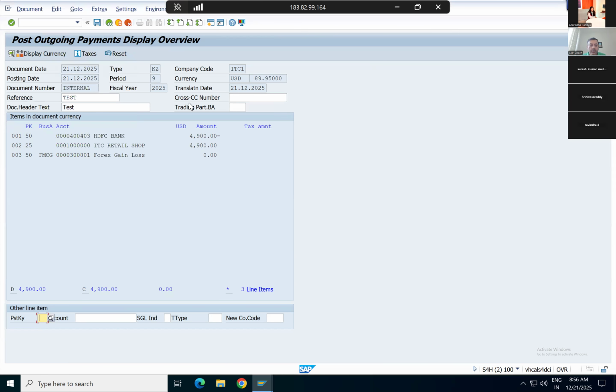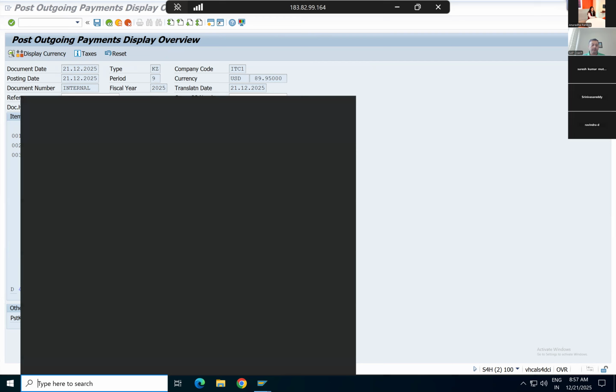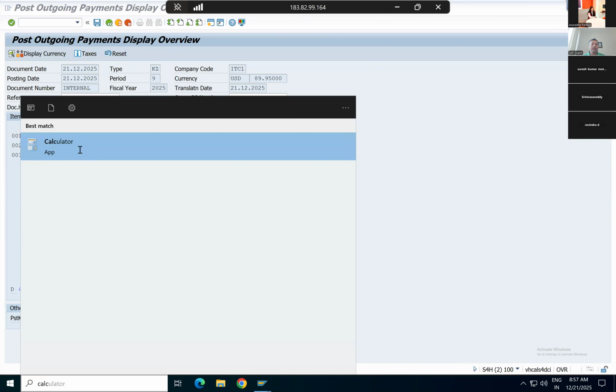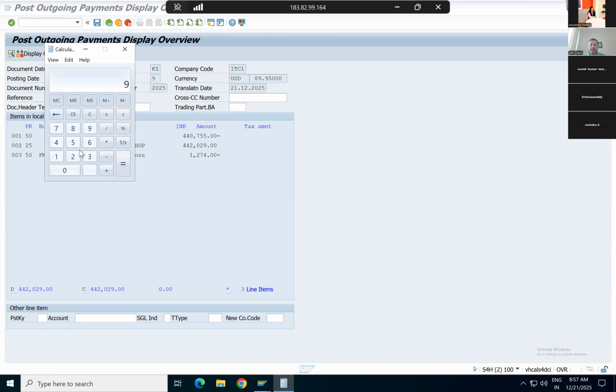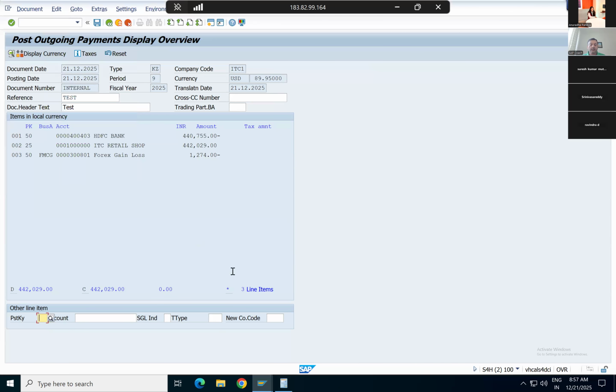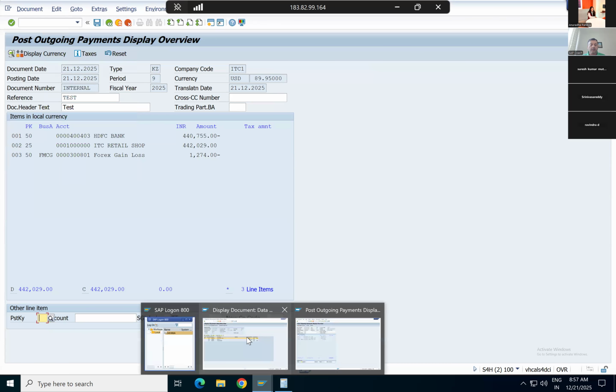Now, right now you are seeing this in dollars. If I click on this display currency, you will see this entry in INR. So you can see foreign exchange gain 1,274, what we have seen in the calculator. We have seen 1,274, right? 90.21 minus 89.95 multiplied by 4,900 is 1,274. So it has calculated the gain here. Clear?